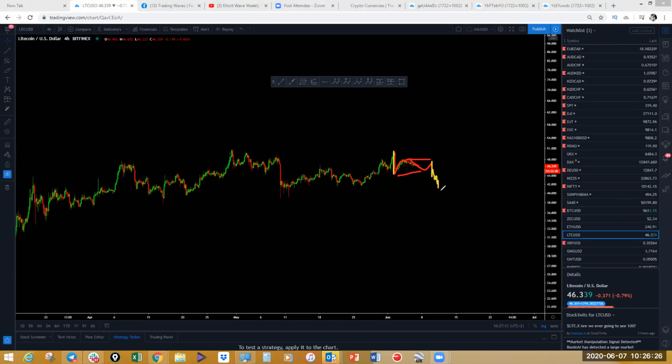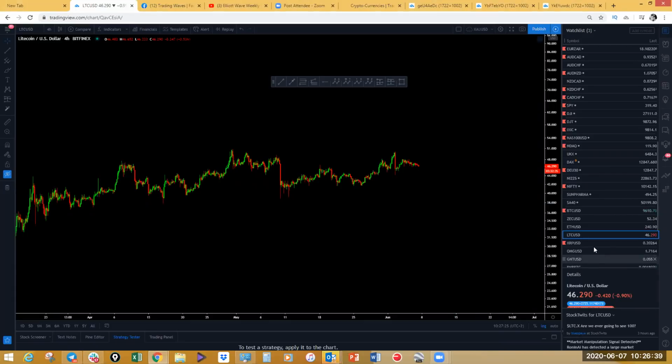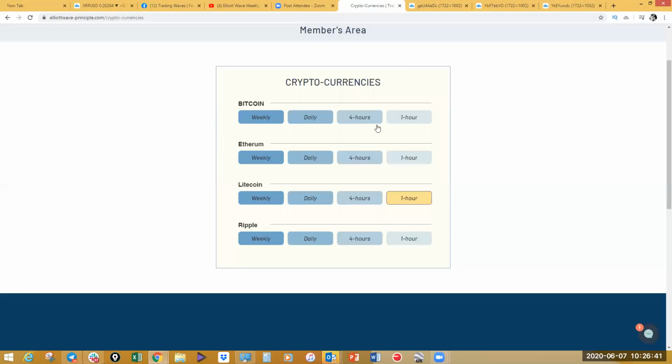So we're waiting for a confirmation. Now, even if we do make a move to the downside, we are simply looking for this structure and not necessarily a reversal, because we are still on the trend to the upside on the cryptocurrencies. Ripple. Let's look at Ripple on the side.